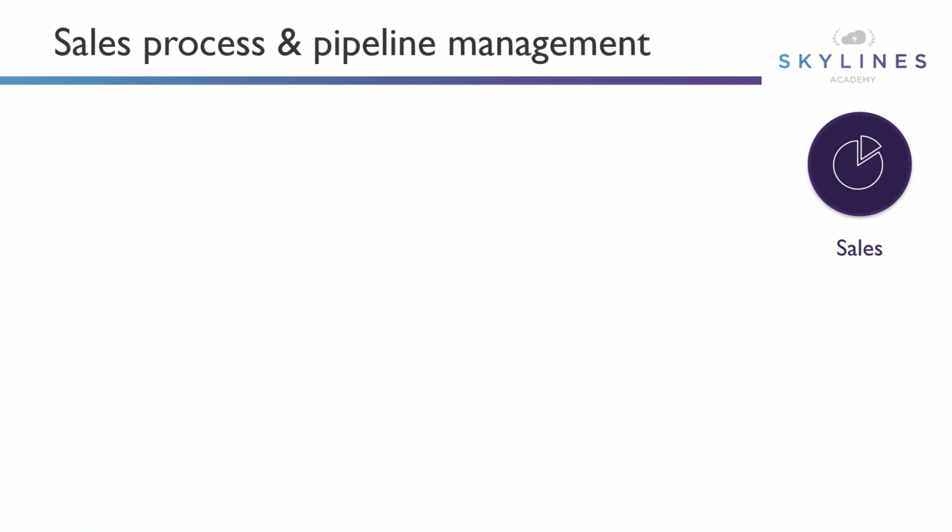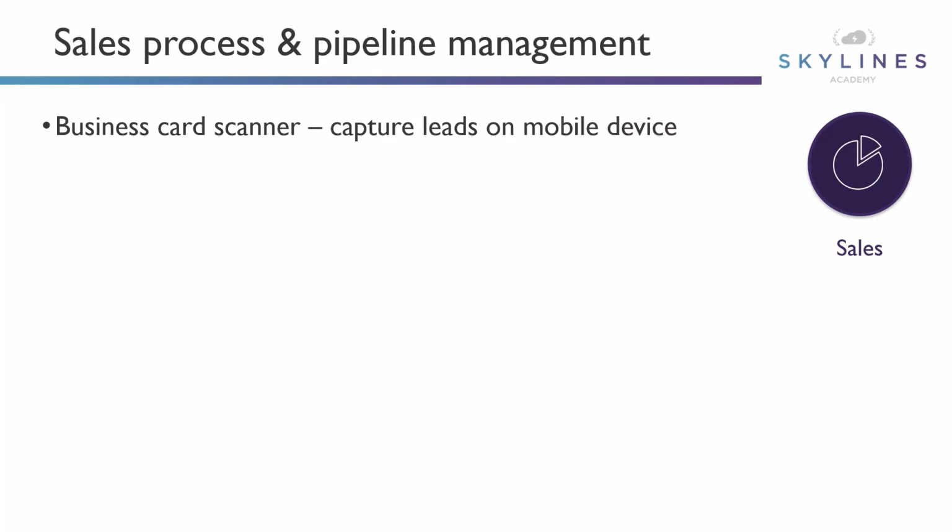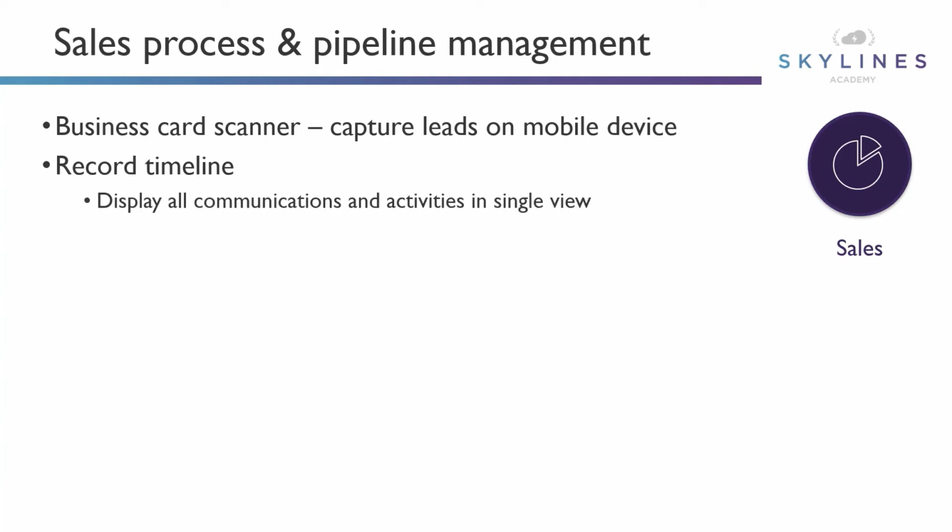There are a few specific tools that you should be aware of that aid the sales process and pipeline management, and let's walk through those right now. There's a business card scanner, and this lets sellers quickly capture and input leads and contacts while in the field from their mobile device. There's a record timeline, and this surfaces all related communication in the lead and opportunity record. And this lets sellers see all relevant communications such as emails, meetings, phone calls from a single point.